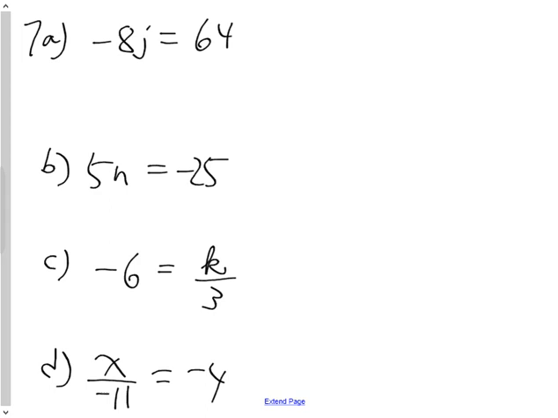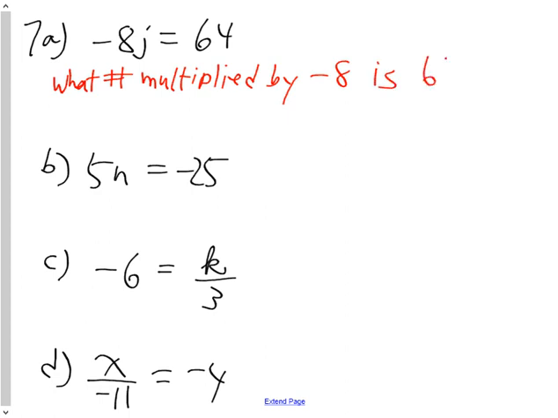Now the expectation is you can read it and ask yourself a question. So if I read what this question is actually asking me, the variable j could be what number, that's what the j means, multiplied by negative 8, that's what the coefficient of negative 8 is. So what number multiplied by negative 8? And the equal sign is the word is. 64? So this entire equation can be reinterpreted as this particular question. What number multiplied by negative 8 is 64?